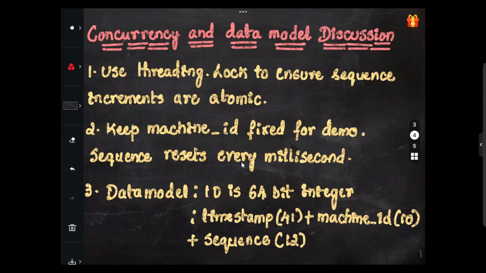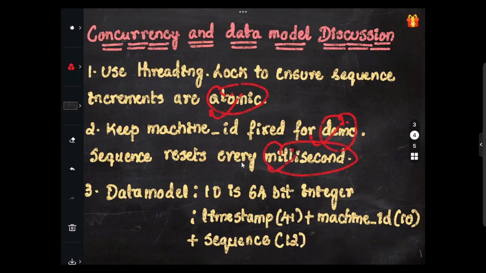Next, let's discuss concurrency and the data model. For concurrency, we will use threading, with a threading lock just to ensure sequence increments are atomic. Keep the machine ID fixed for the demo. The sequence resets every millisecond.